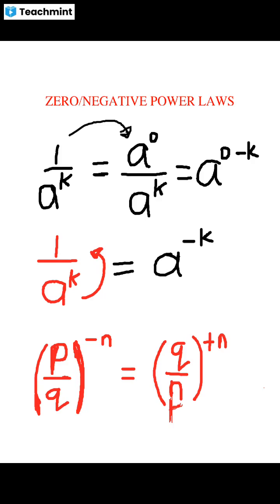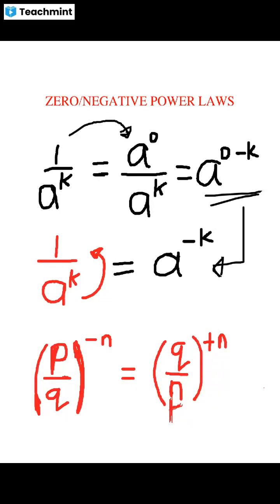Since we have 1 over a raised to power k, we can write the 1 as a raised to power 0. And what does that mean? According to our division law, the powers subtract. We have a raised to power 0 minus k. So now, 0 minus k is what? Minus k. So this gives us this.